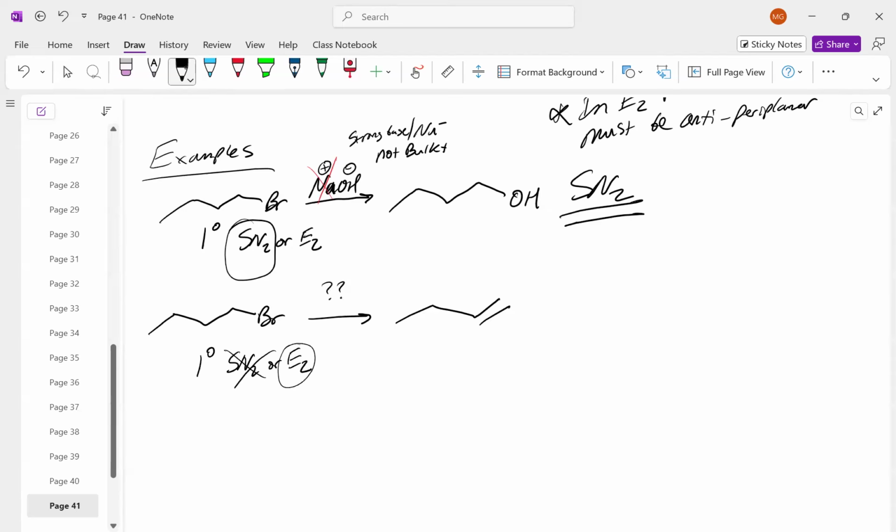So what kinds of things are going to promote E2 for a primary leaving group? Well, the only thing that can do that is a strong, bulky base. So I'm going to pick something like DBU or DBN. Note that tert-butoxide, while we have called it a bulky base, will do more SN2 on a primary leaving group.